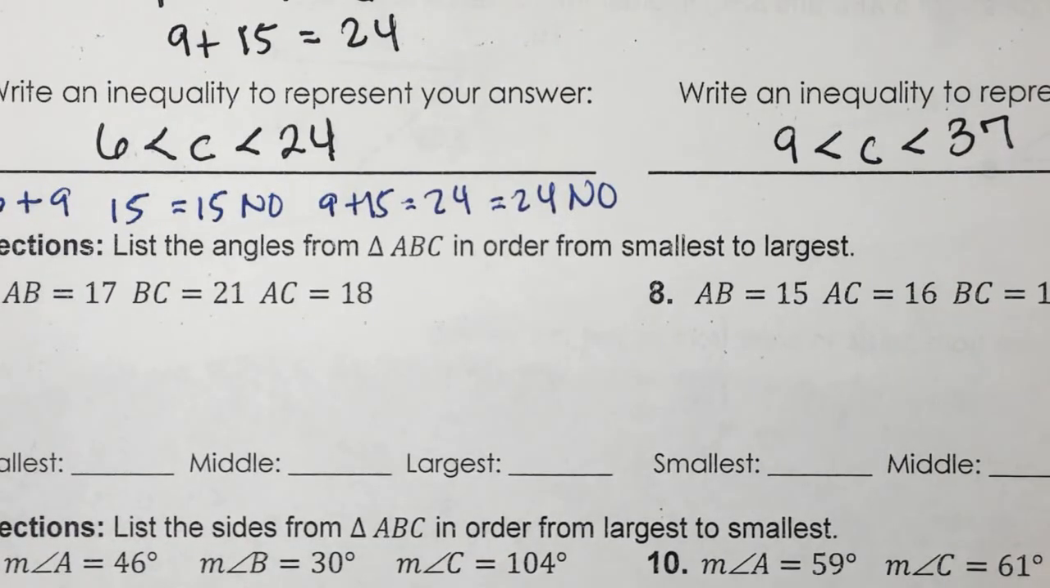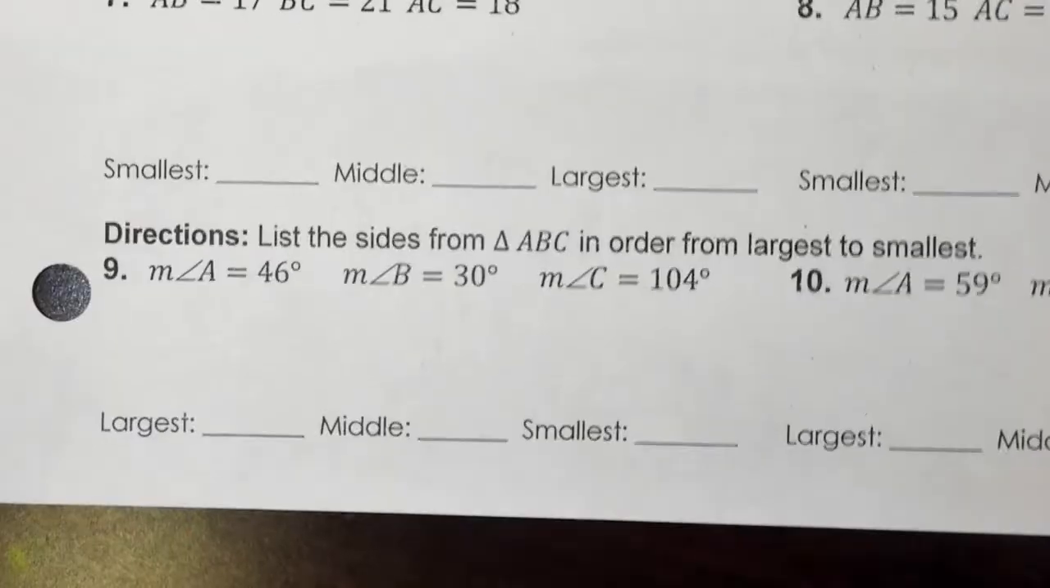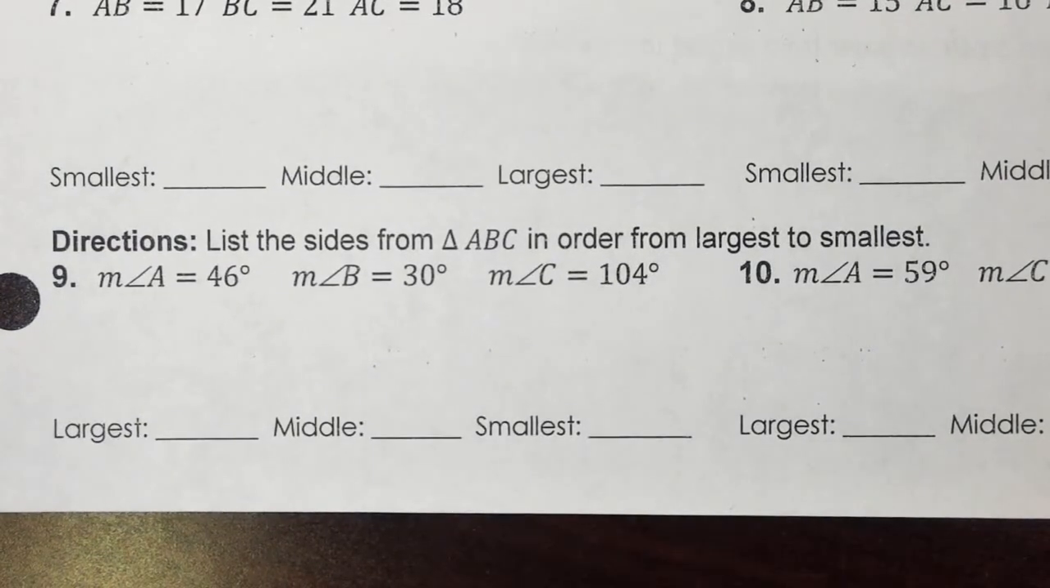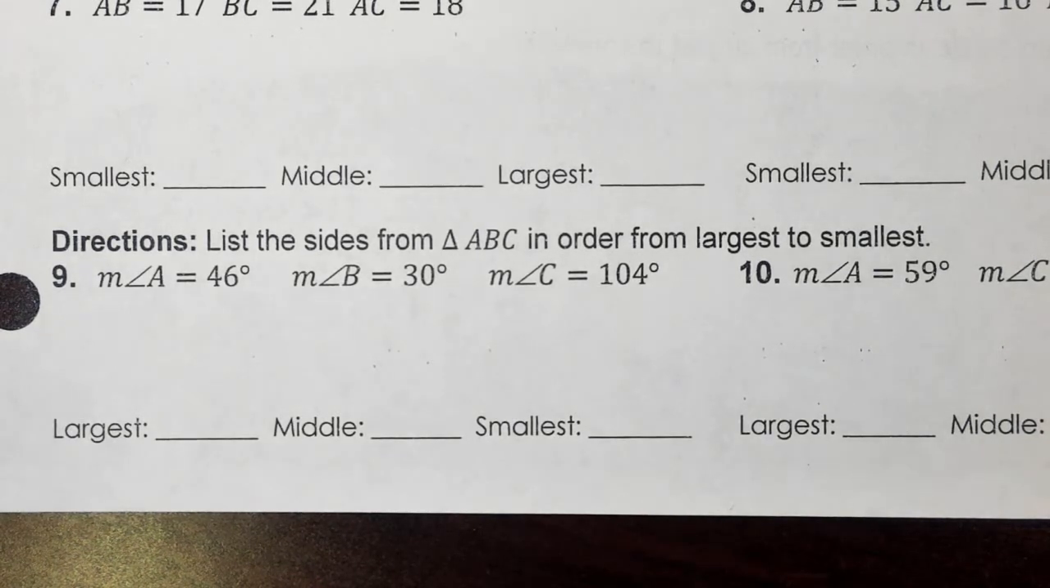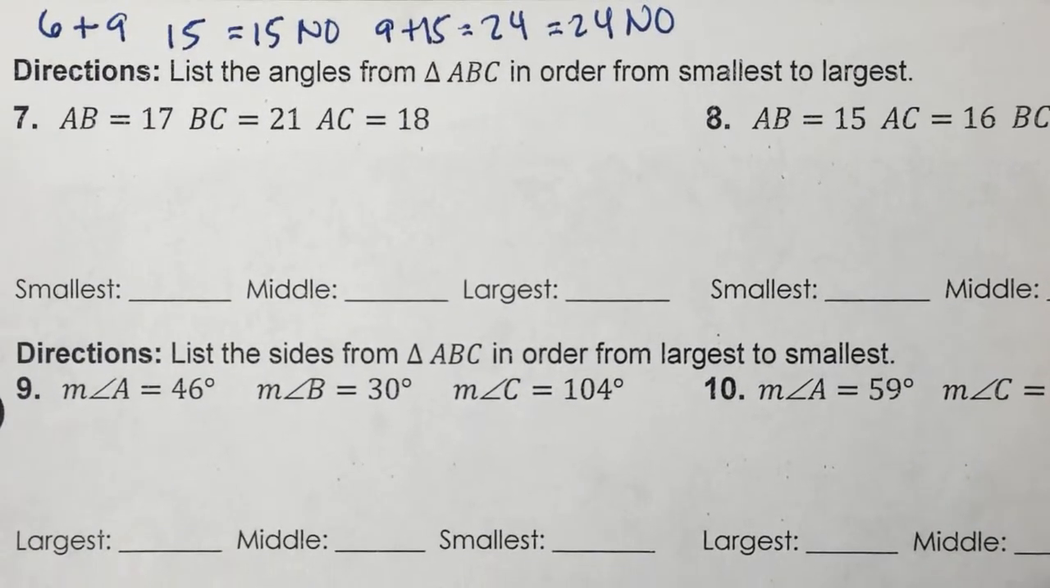That'll probably be the hardest thing y'all do today. Everything else is easy. Even this down here. List the angles from triangle ABC in order from smallest to largest. So this is figuring out your smallest angles to your largest angles, or vice versa. We're going to do a reverse on the other one down below too.